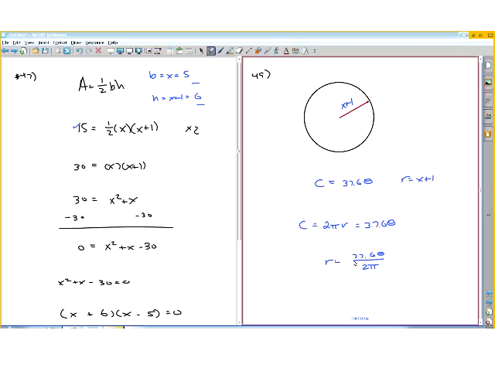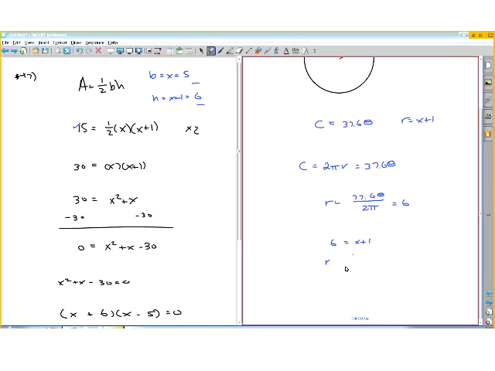And we get 5.99 something or other. So this is equal to 6. So radius is 6, x plus 1. So we can solve for x. x is equal to 5 by subtracting 1 from both sides.